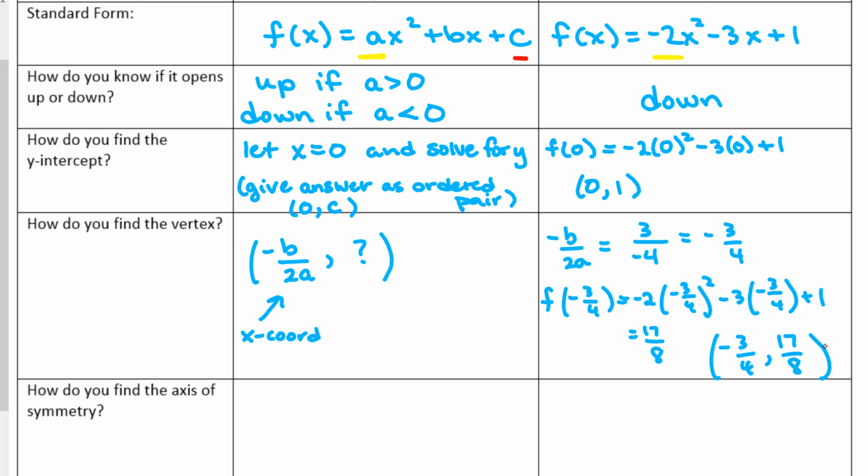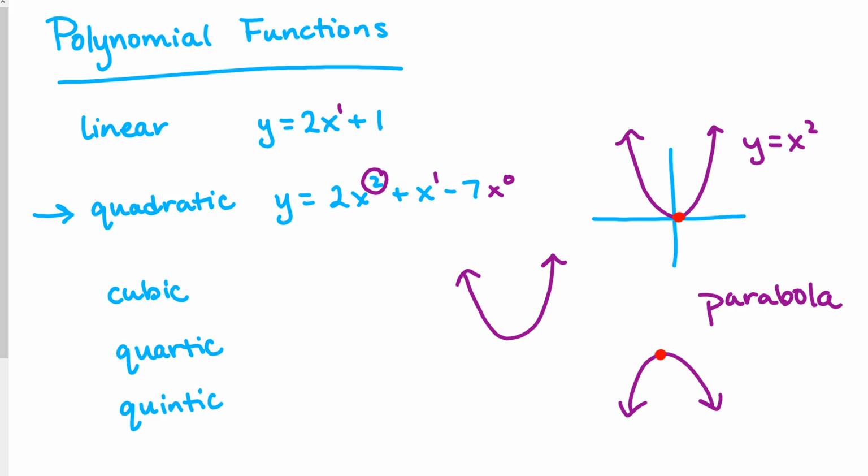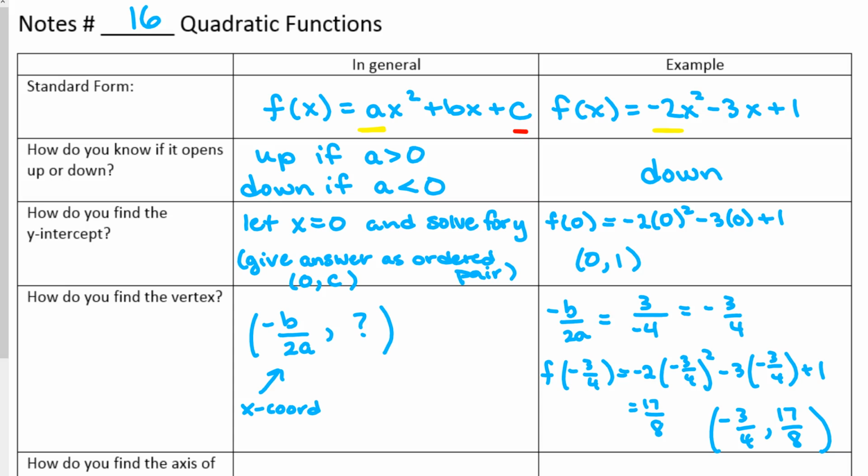The next question is, how do you find the axis of symmetry? So if you think about a parabola, it has symmetry. There's a line of symmetry that goes right through the vertex. It's a vertical line. So because it goes right through the vertex, whatever the x-coordinate of that vertex is will tell you where the line of symmetry is.